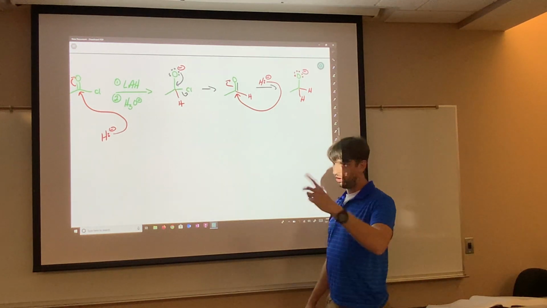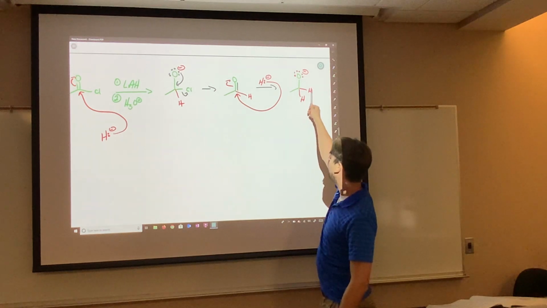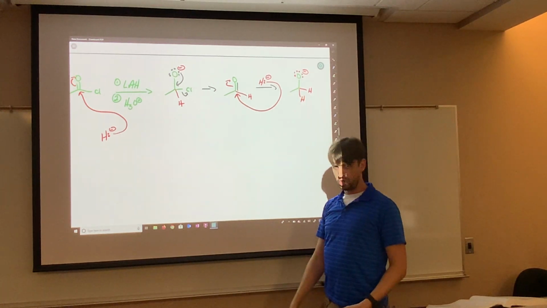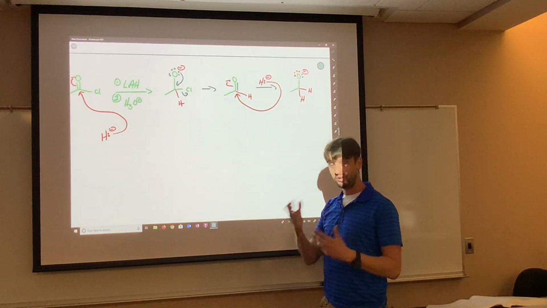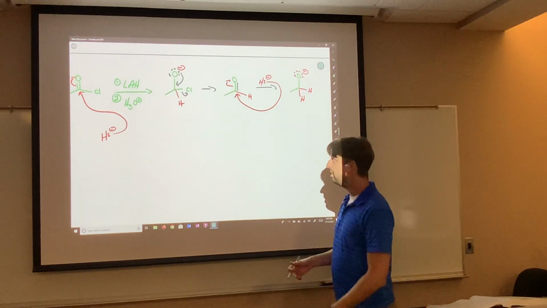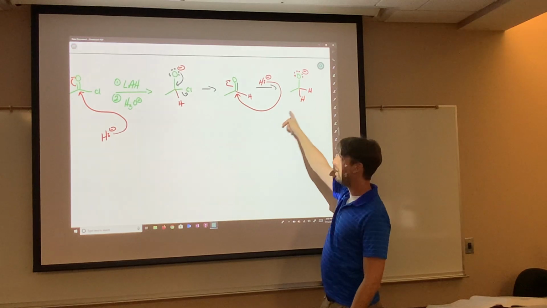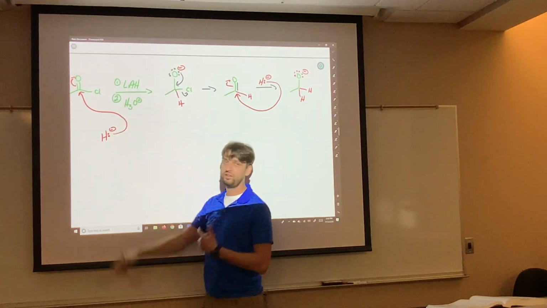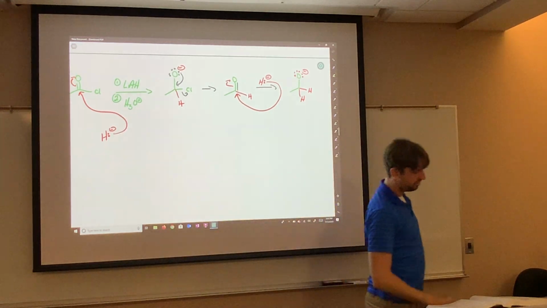Every time we open the door, see if we can close it, right? Are there any good leaving groups here? No, right? If there's not any good leaving groups, we're not going to close the door. And so it's stuck. The door's stuck open, right? So we can't reform the carbonyl. We'll come back in. We'll protonate it with the acid, so we end up with an alcohol, right?